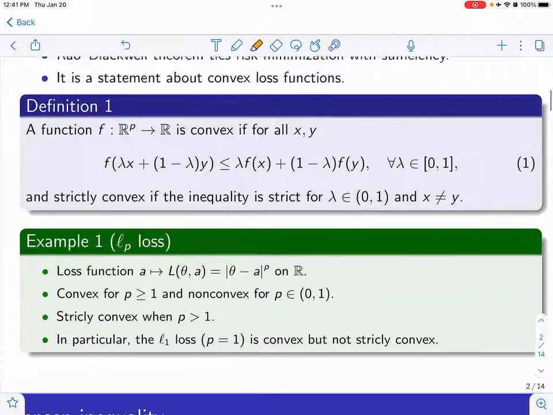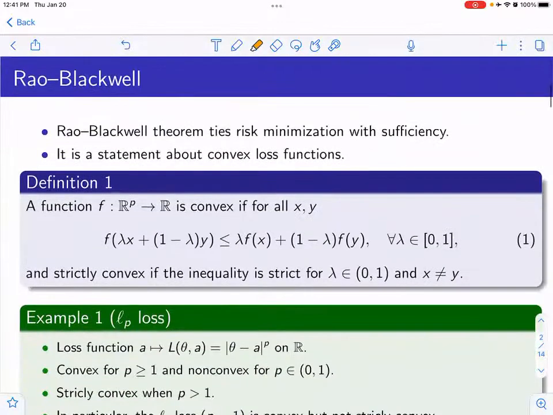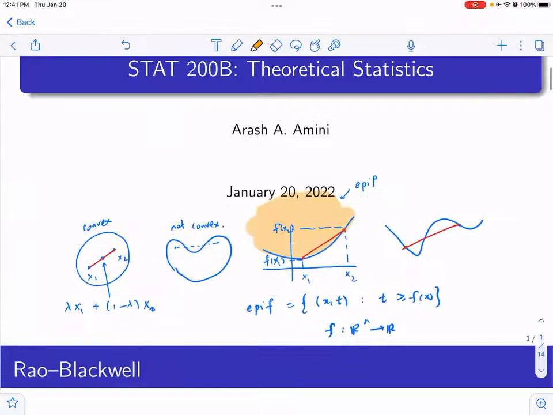So the graph of the function is strictly below that line segment or chord, everywhere except the endpoints. Usually you talk about convexity over a region or the entire R^p, and this has to hold for any pair of points. So we have the idea of convexity, we have the idea of strict convexity. An example of a function which is not strictly convex is just the absolute value of x that you've seen in homework problems. This is convex, but it's not strictly convex.